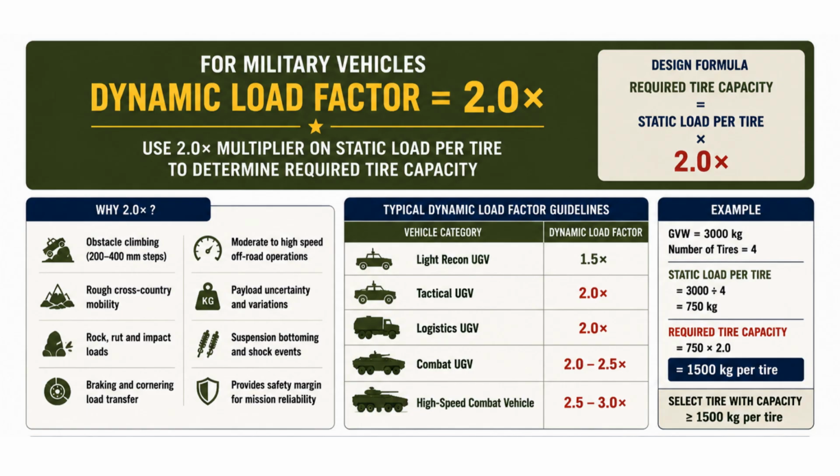In this example, a 3,000 kilogram vehicle uses 4 tyres. The static load is therefore 750 kilograms per tyre. Applying a factor of 2 gives a required capacity of 1,500 kilograms per tyre. The final tyre selected should therefore have a rated capacity of at least 1,500 kilograms per tyre, subject to confirmation through detailed design calculations and vehicle testing.